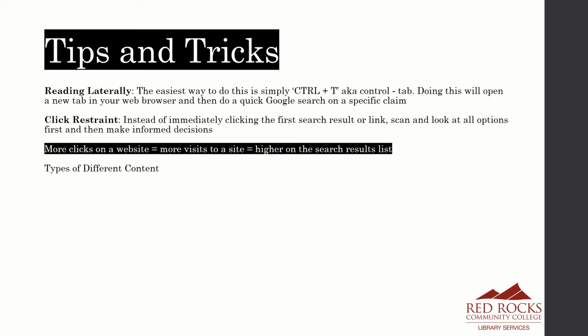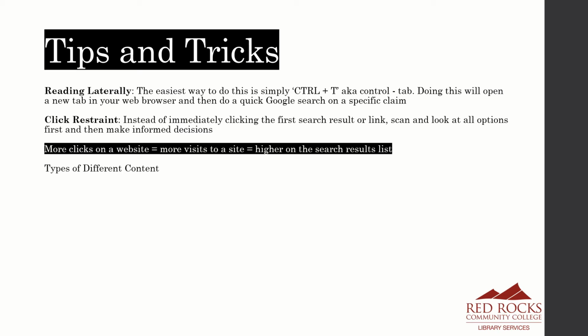First, here's a tip when you are using one of the 4 moves, reading laterally. The easiest way to do this is to hit Ctrl-T on your keyboard. Ctrl-T is simply opening up a new tab in your web browser and doing a quick Google search on a specific claim. What this does is let you see if anyone has written on this claim that would back it up. This can also shed light on whether the claim is false or is being disputed by a fact-checking website online.